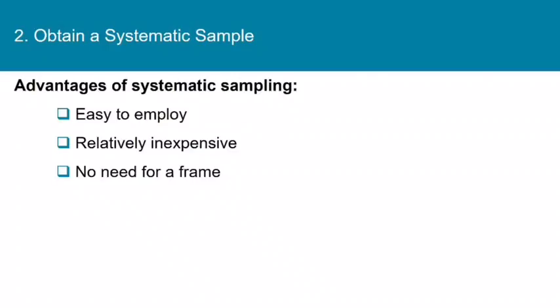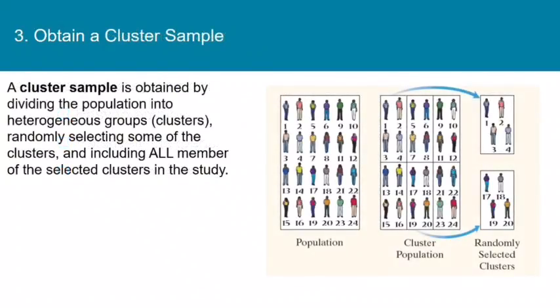Now let's talk about cluster sampling. A cluster sample is obtained by dividing the population into heterogeneous groups that we call clusters, and then we randomly select some of the clusters, and then we include all members of the selected clusters in the study.